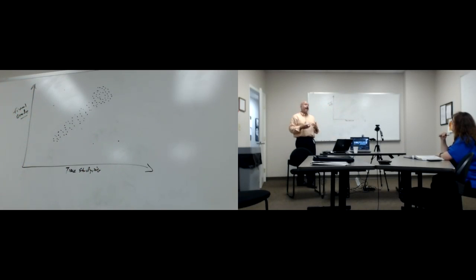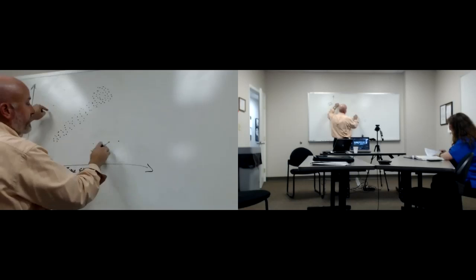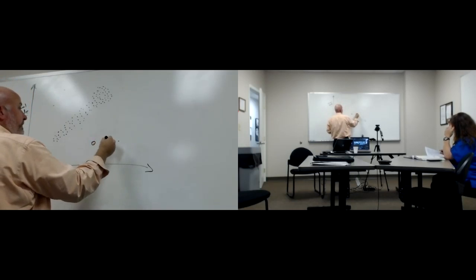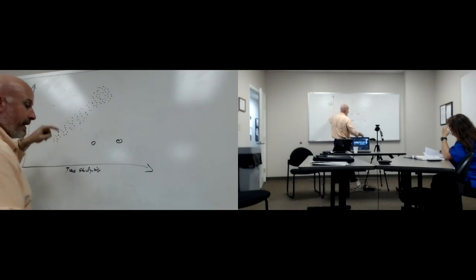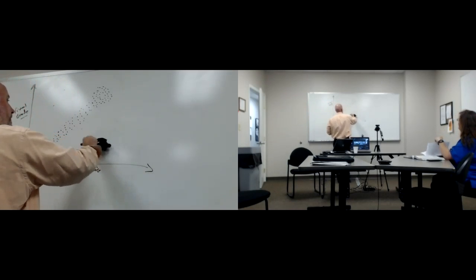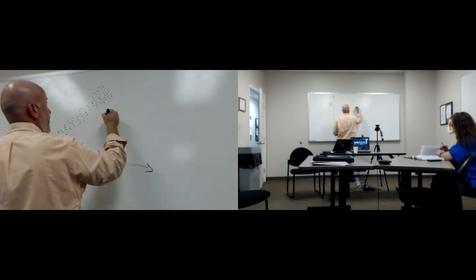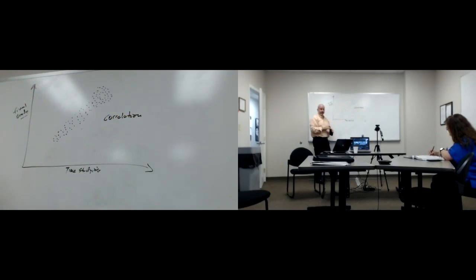Now, how would I want to test correlation? Even though I threw these two little items out here, we would define these as outliers. The fact that there are only two of them out there does not disrupt our trend. So in order to test, we want to look at the correlation coefficient.